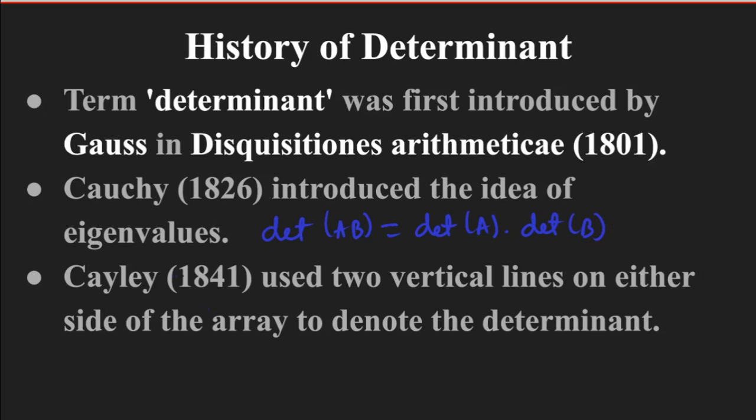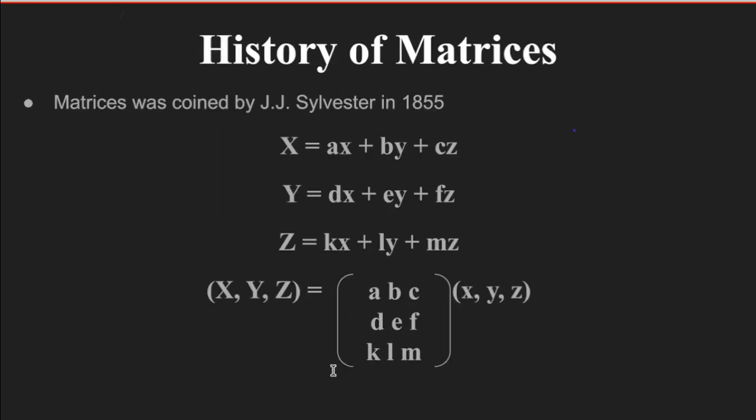In 1841, Cayley used the two vertical line notation to represent determinant. So this is the symbol which we are using currently for the determinant. So this was introduced by Cayley.